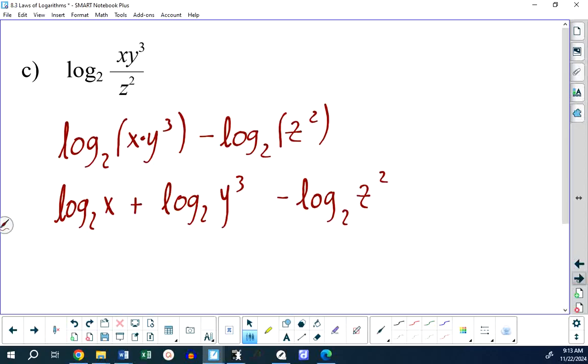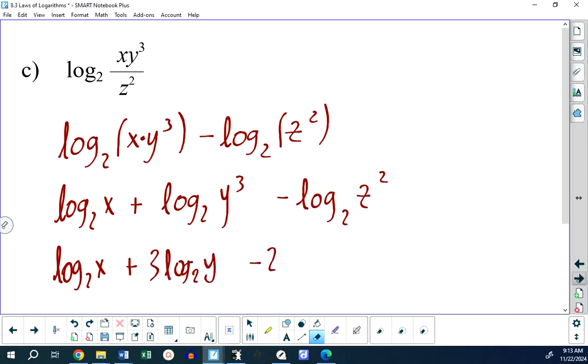We can move all of the exponents in front, so we'll have log base 2 of x plus 3 log base 2 of y minus 2 log base 2 of z. Really pretty simple, but it doesn't mean the applications of this are going to be simple. We're just warming up to stuff here. Any questions with C?